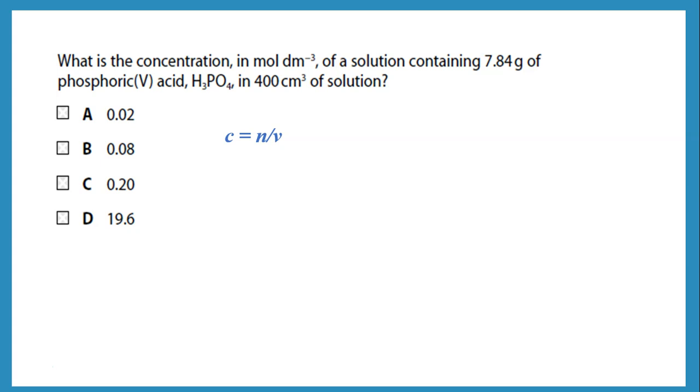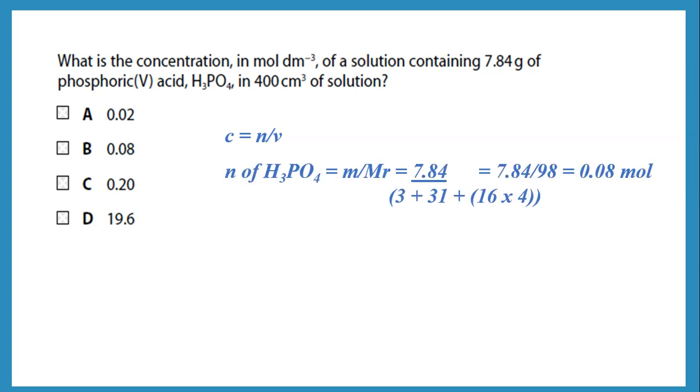We are given what? We are given 7.84 grams. Then I can say that the number of moles of the acid is mass over molecular mass. The mass is 7.84. The molecular mass, you add up all the masses from the periodic table: 3 hydrogens, 1 phosphorus, and 4 oxygens. This comes out to 7.84 over 98, and therefore I get number of moles is 0.08 mole.